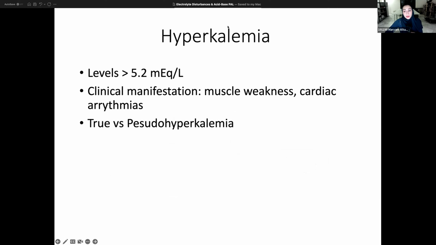So when we talk about hyperkalemia, first of all, hyperkalemia is when levels of potassium exceed 5.2. Remember, the normal is between 3.5 and 5.